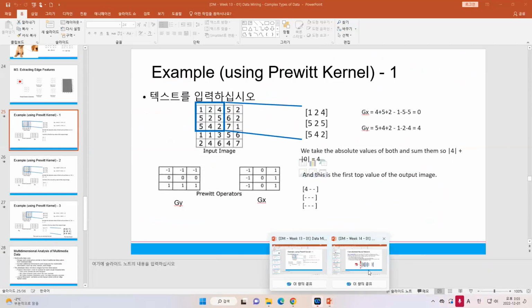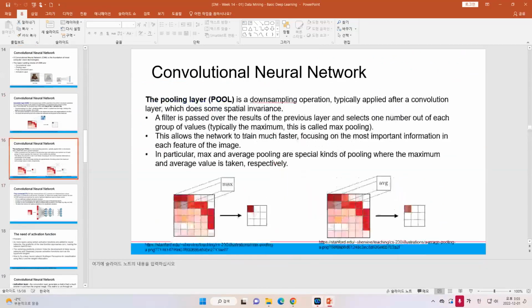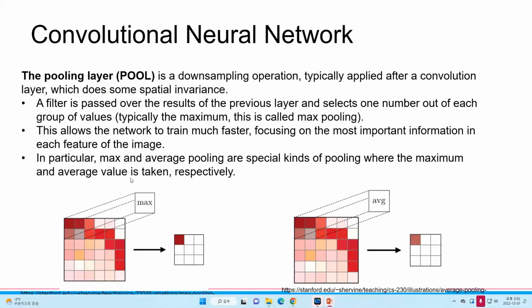So that's what we call the pooling layer. We have maximum pooling and average pooling.